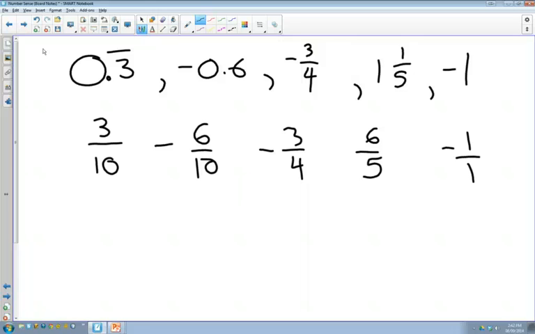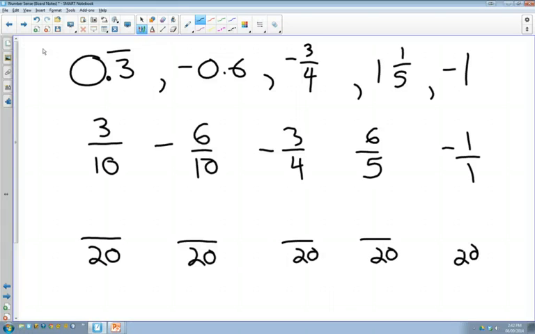So let's turn this one into 20. We want them all to be 20s on the bottom. What would this one be? 6, right? We'd have to, because we had to multiply this one by 2. We'll multiply this one by 2. For this one, 12. What about this one? 15. Multiplied by 5. This one? 24. Multiplied by 4. And this one? 20 over 20. Now don't forget our signs. This one's negative. This one's negative. This one's negative.